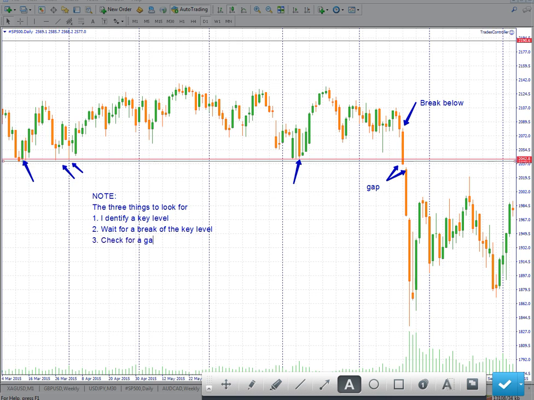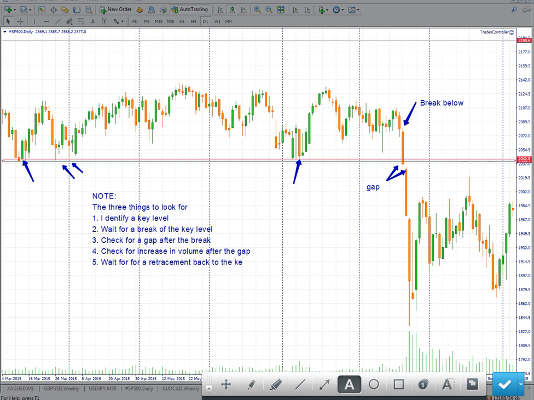Then the fourth one, check for an increase in volume after the gap. Then the last one, wait for a retracement back to the key level to pick a sell.